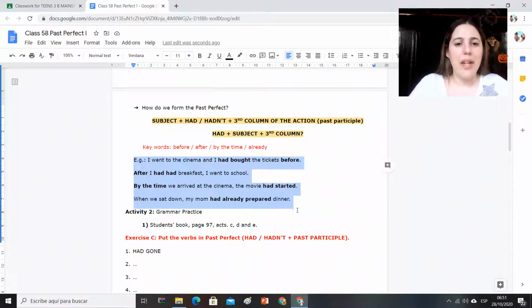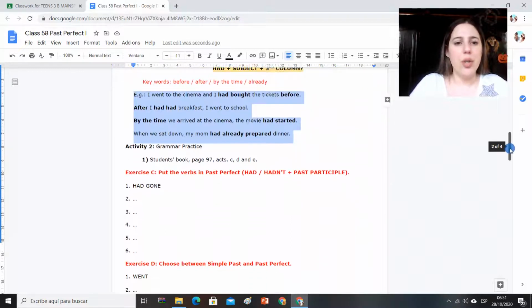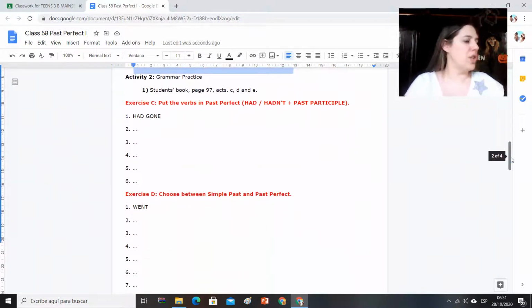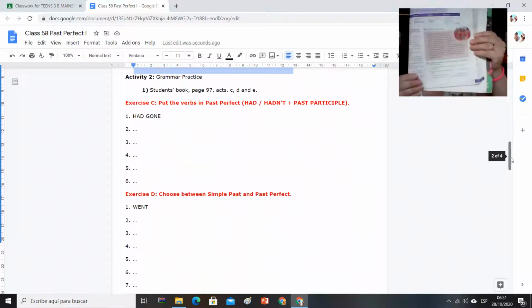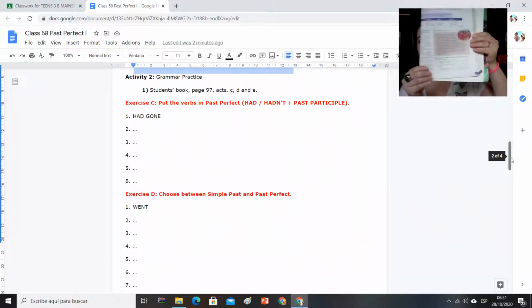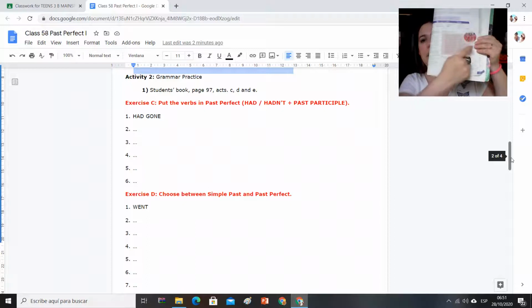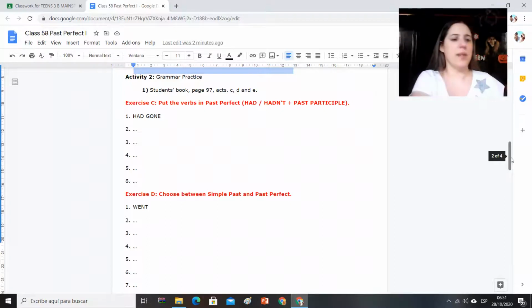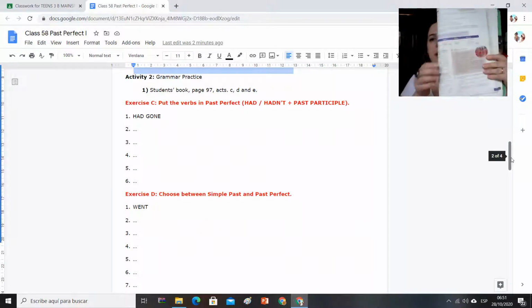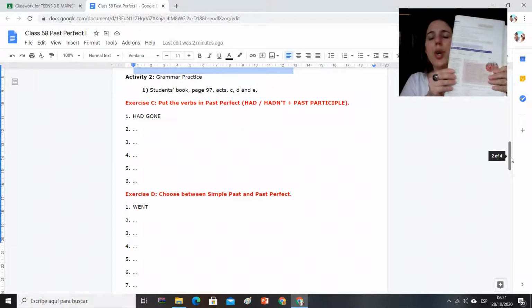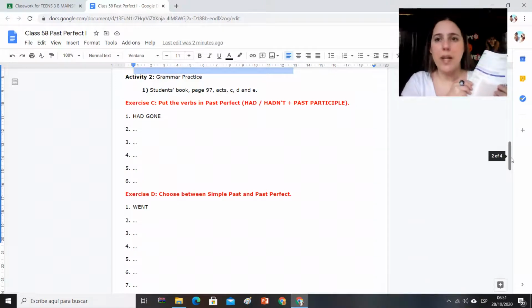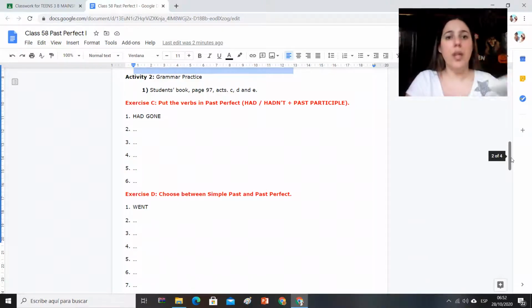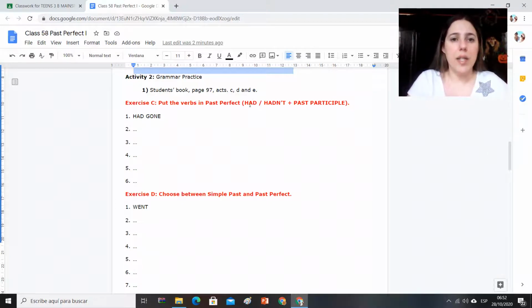Okay? Now, let's practice. You're going to open your student's book on page 97, which is here. And you're going to do activities C, D, and E. Okay? You're going to do these 3 activities. In activity C, you're going to complete the sentences only with past perfect. Perfect. So here I wrote the formula. Okay, had or hadn't if it is negative, and the past participle.